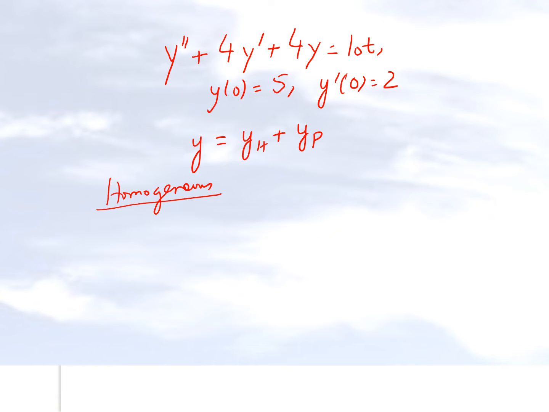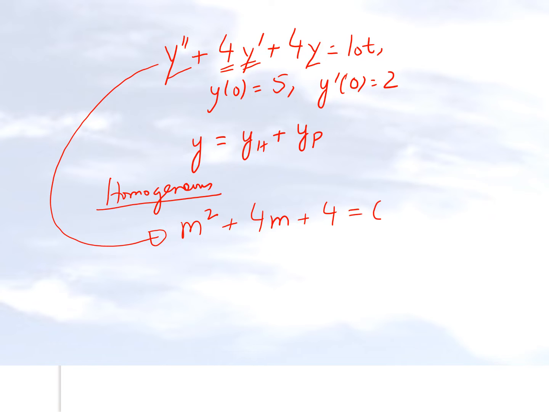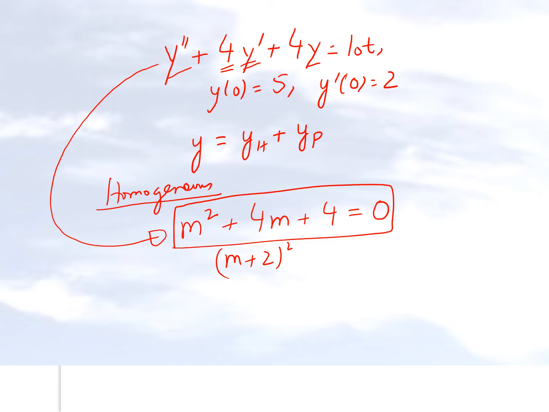For that, we calculate the characteristic equation. This is the second derivative, so it's m squared. This is the first derivative, so it will be 4m, 4 being the constant there. And this is the zeroth derivative, so it will be just 4, and we put that equal to 0. Now we can solve this quadratic equation by factoring, which is (m plus 2) whole squared equal to 0, hence implying m is equal to minus 2 and minus 2.